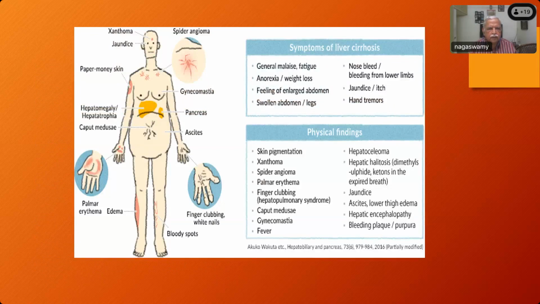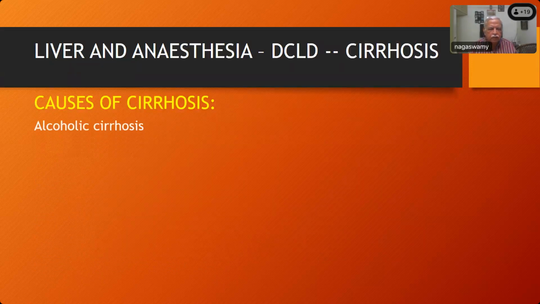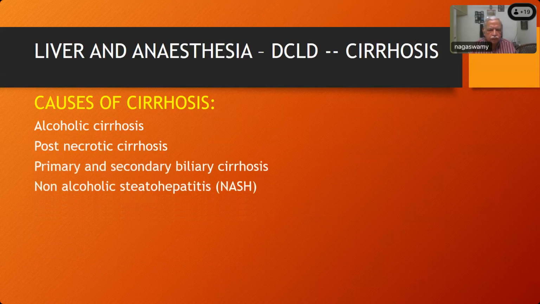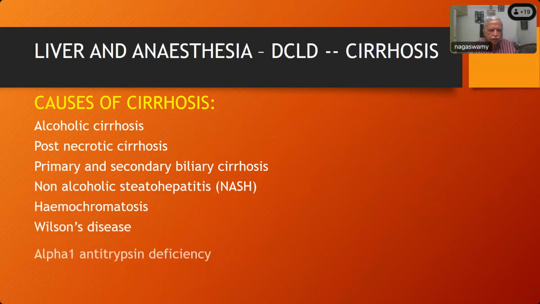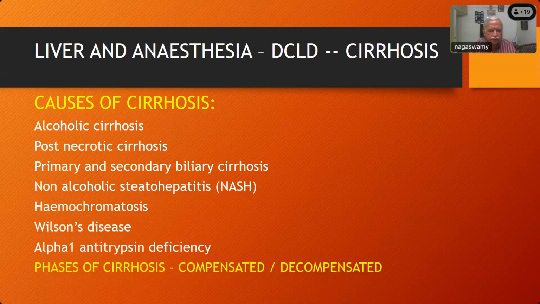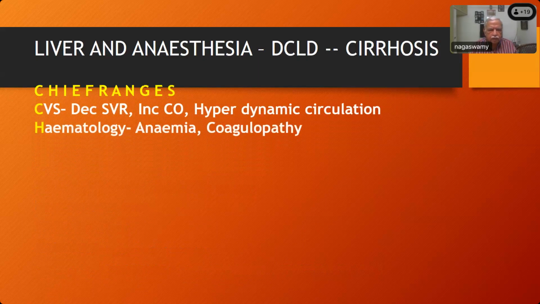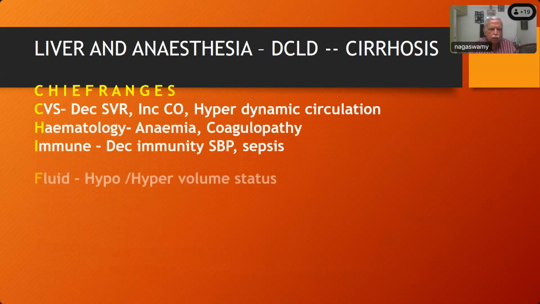You can see the spider angiomata, blood vessel dilatation, and causes are alcoholic, post-necrotic, biliary cirrhosis, non-alcoholic cirrhosis, hemochromatosis, alpha-1 antitrypsin deficiency, and the phases you can classify into compensated and decompensated. And this is the various system involvement.